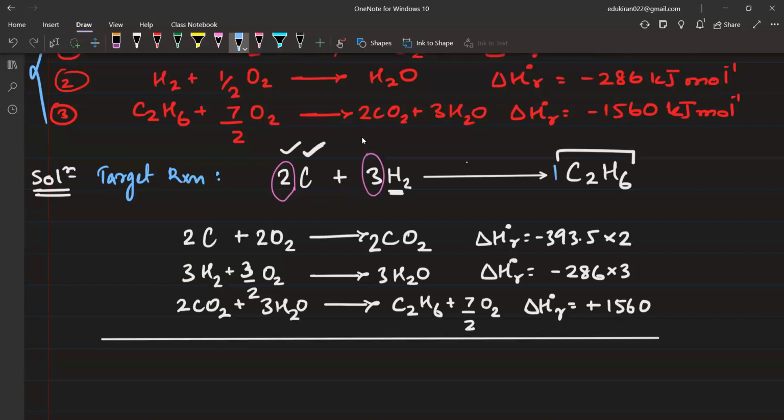ठीक है, अब यहाँ पे बस आपने देखना है क्या करना. देखिएगा. See, first of all, if I count H2, see here 3H2O, 3H2O will be cancelled. ठीक है, what is 2 plus 3 by 2 O2?